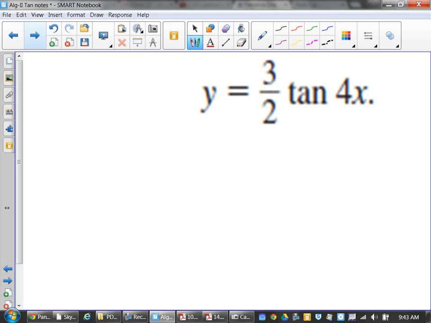Y equals 3/2 tangent 4x. Like I said earlier, this is going to be kind of like plotting a parent function prior to when we get into our shifts. So we do the same thing. What's our A value? 3/2. So A is 3/2. What's our B value? 4. So we figure out our period here. Our period is going to be pi over 4.